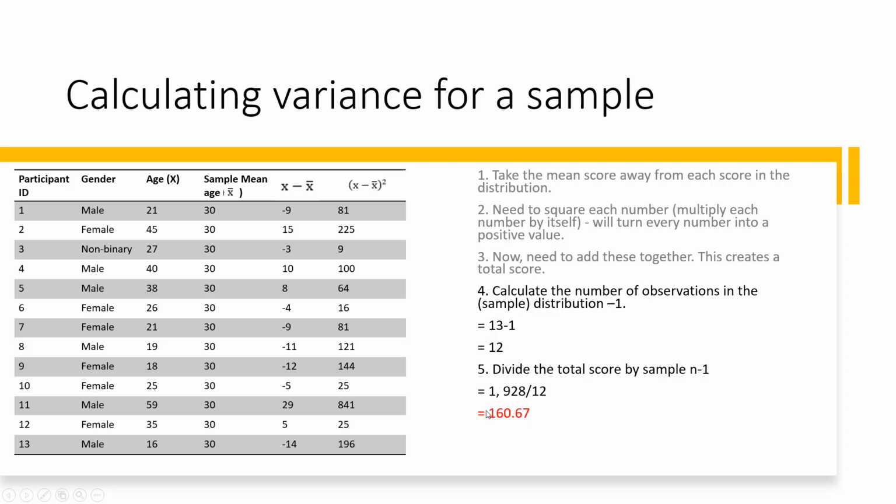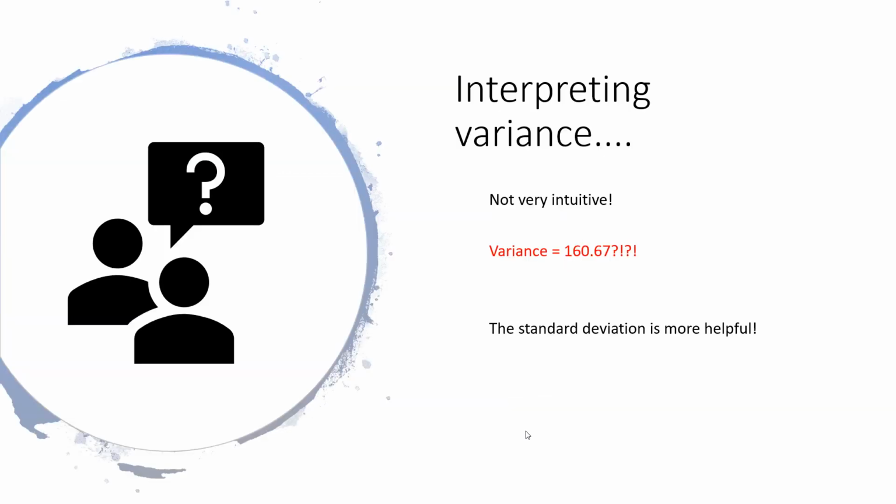But in this case, all we can say is we have a variance of 160.67. That in itself isn't very useful. It might feed into the calculation of inferential statistics, but on its own, it's quite hard to interpret what that means. Does that mean that's a lot of variance, or not much? So it's not very intuitive.